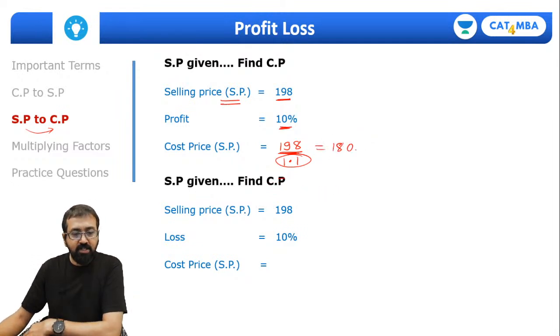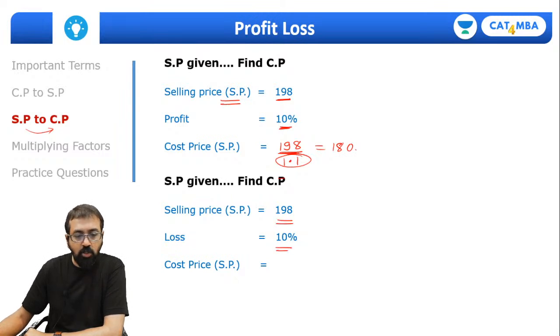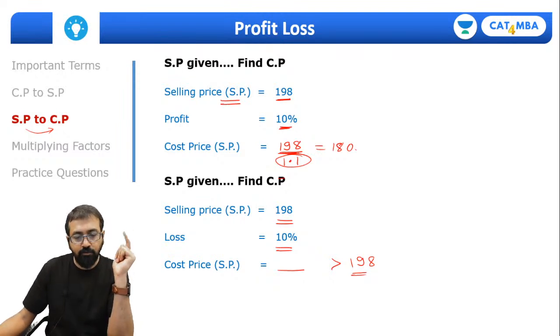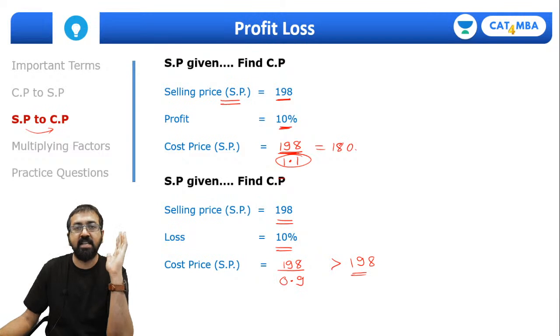Okay, so if selling price is 198 and loss is 10%, what will be the cost price? Here definitely my cost price will be more than 198. Only then I can say that I'm selling at a lower price and incurring a loss, right? To calculate cost price, divide 198 by 0.9, as simple as that. Because there is 10% loss, 100 minus 10 is 90, so divide by 0.9.